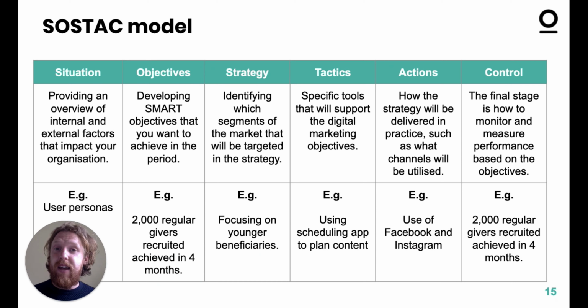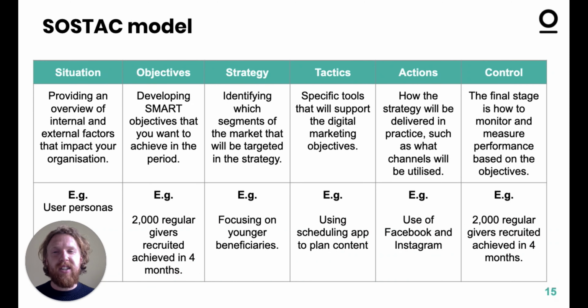Next, you're going to want to set objectives. Now we're going to emphasize SMART objectives, which are specific, measurable, achievable, realistic, and time-bound. And we'll look at that in more detail about how you can set digital marketing objectives. Here is an example we've put. We want to recruit 2,000 regular givers in the next 4 months. That's just an example and will help you develop those objectives as we look at that section.